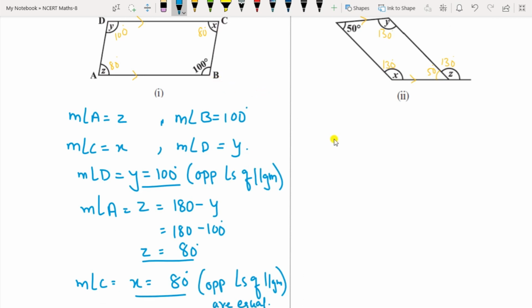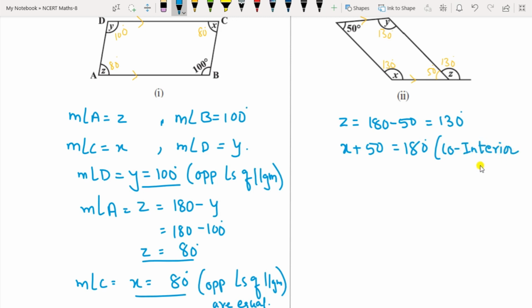That is, z will be equal to 180 minus 50 equal to 130. Therefore, x plus 50 equal to 180. The reason is co-interior angles. Therefore, x equal to 180 minus 50, x equal to 130 degrees.